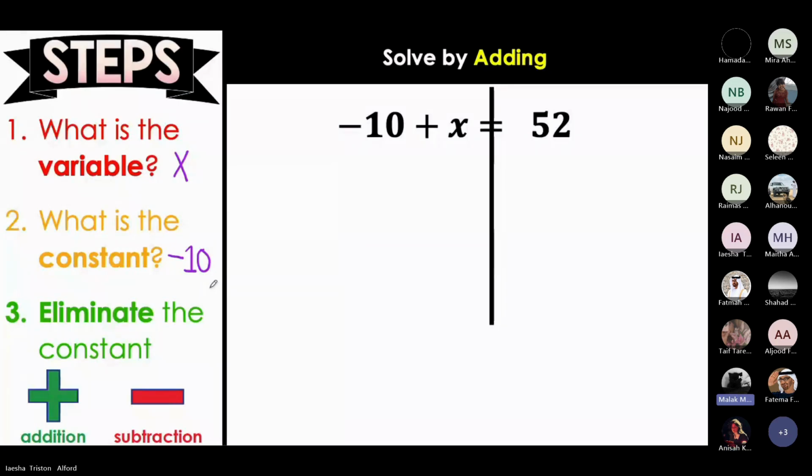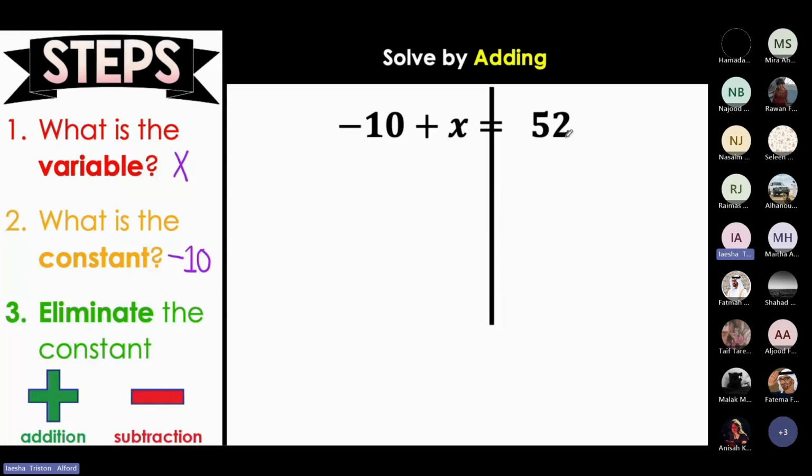How do you know it should be -10? Different question. You didn't hear me. How do you know the constant is -10? Not how to make the answer. Because it's with the variable. The constant must be on the same side as the variable. We do not want 52. 52 is the answer to the question.